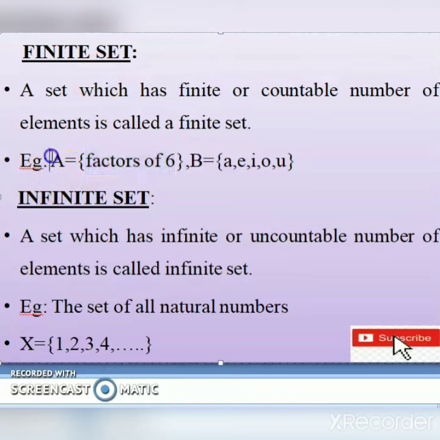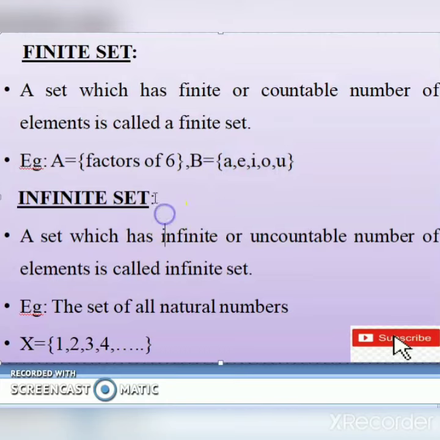So if I see here, for example, A equals factors of 6. What are the factors of 6? I know 2, 3, 1, 6 are the factors of 6. Only 4 factors are there for 6. That is why the factors of 6 form a finite set. Similarly, A, E, I, O, U, these are the vowels in the English alphabet. So these are also finite sets since they end.